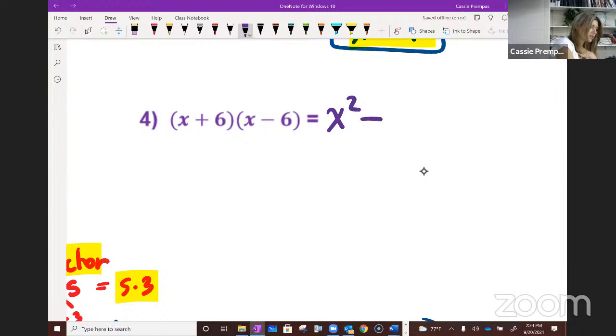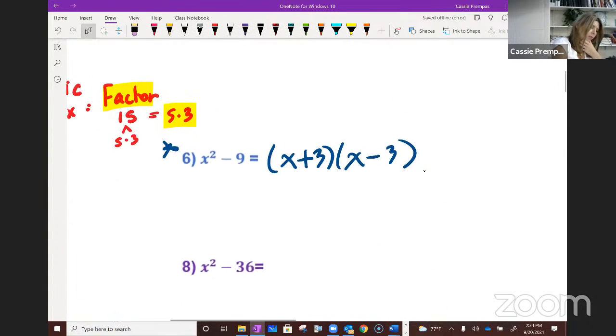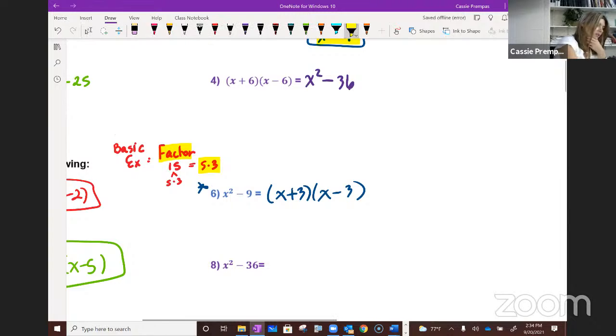So this one was not an abnormal one. It did have a plus and a minus. And it does color coordinate with number 8, which means that x squared minus 36 factors down into what? Good, x plus 6, x minus 6.